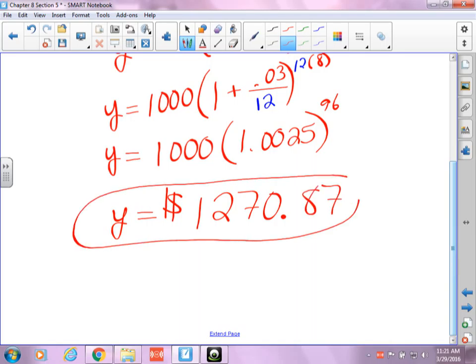$1,270.87. Now be careful, you don't want to round up too much, because do pennies make a difference? In a bank, it does. When you're dealing with several customers, it can make a difference. You want to be careful. Questions?